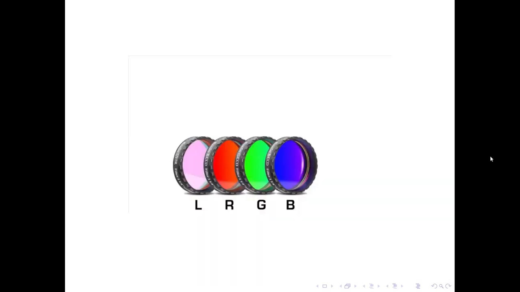These are the basic kinds of filters that you can use for amateur astronomy. You have a luminance filter here, which is basically a filter that filters out sky glow and things like that, but lets every other kind of light go through. And then you have the classical red, green, and blue filters. I'm going to get into what these filters are for, but just remember that you can use independent red, green, and blue filters.